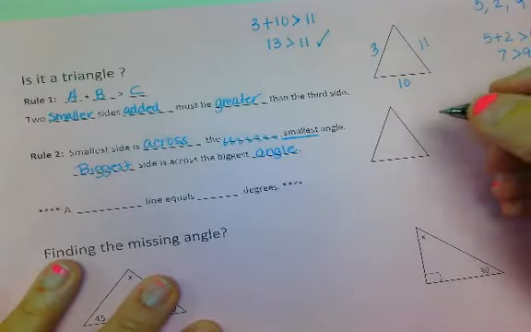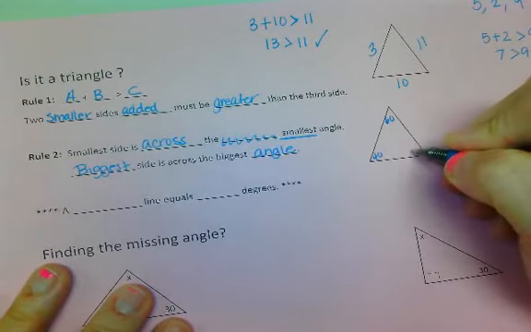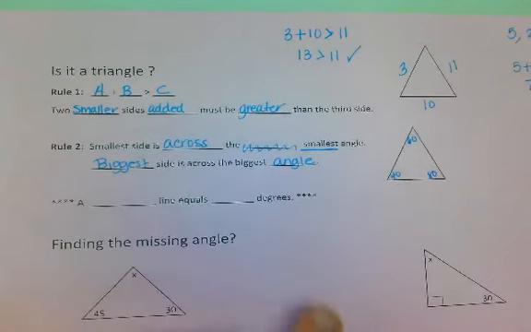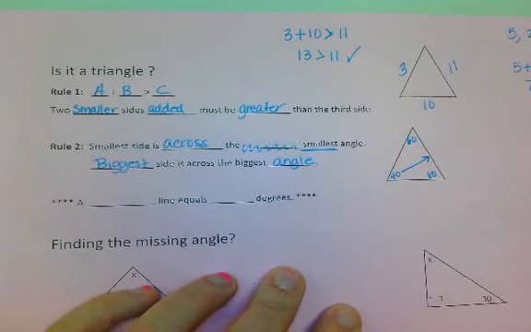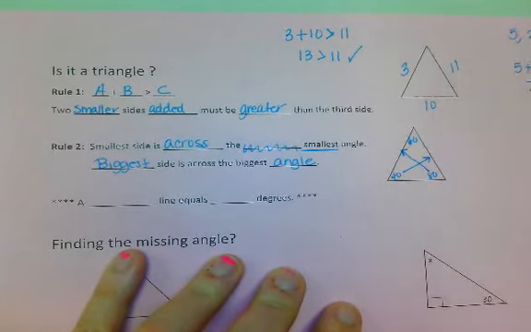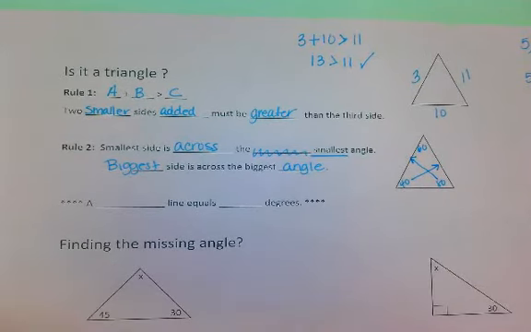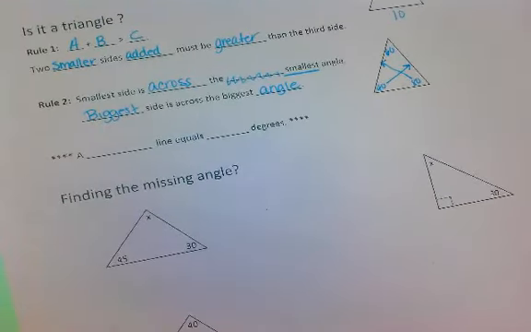So how that works is if I have 40 degrees here, 60 degrees here, and 80 degrees here. Well, my smallest angle is right here, and so my smallest side will be there. My biggest angle is here, which is 80, so my biggest side will be there. So that's another way to see if it's a triangle. Just make sure that the smallest side's across from the smallest angle and the biggest side's across from the biggest angle. Pretty simple.